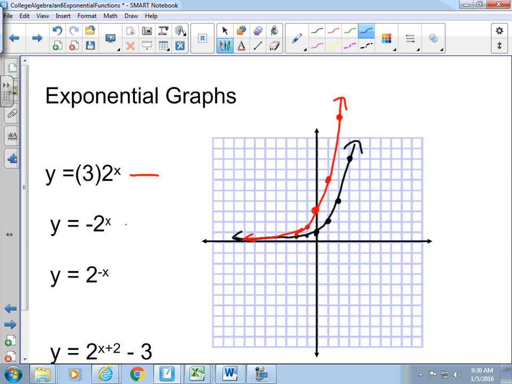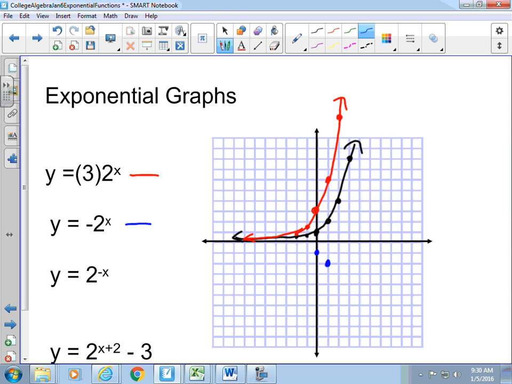We'll make it blue. What does a negative in front do? Reflects it over the x-axis. So I'm going to take the black graph and reflect it over the x-axis. Is this still familiar? Something we've done before? The only difference is what? Yeah, the graph we start with.